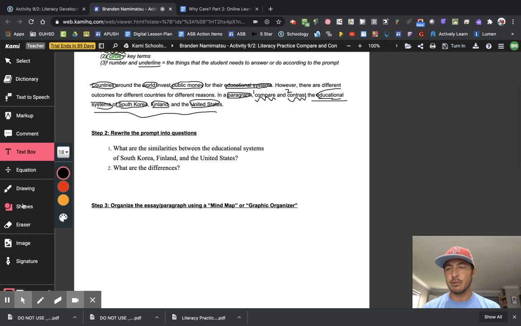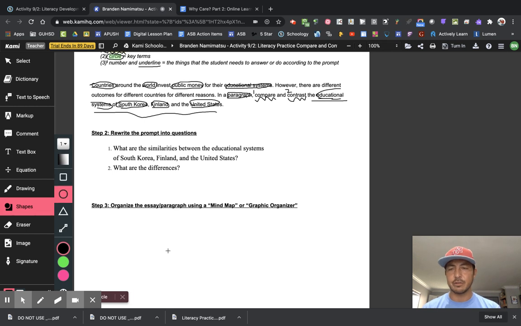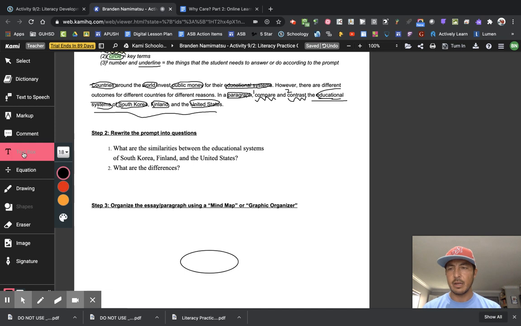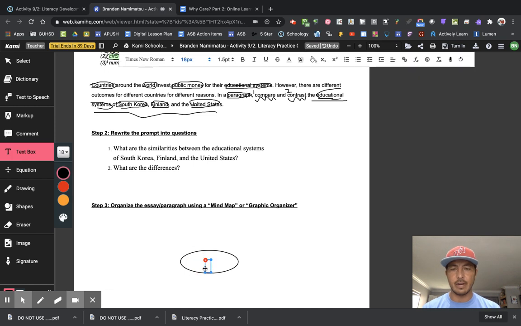So first, we're going to start with a few circles. First thing we're going to do is have a circle in the middle. And in this circle in the middle, we have got to figure out what the main topic is. And I think you guys are seeing the main topic, right? The main topic that comes out is that we are supposed to be comparing and contrasting South Korea, Finland, and the United States. Well, what about them? Well, it's about their education systems, right? How they're similar or different, right? We're gonna move that box right in the middle.